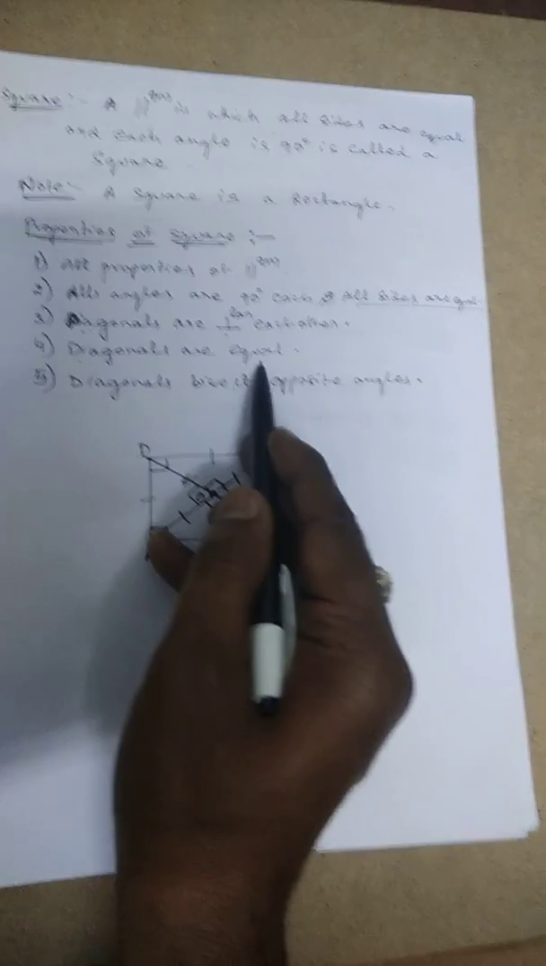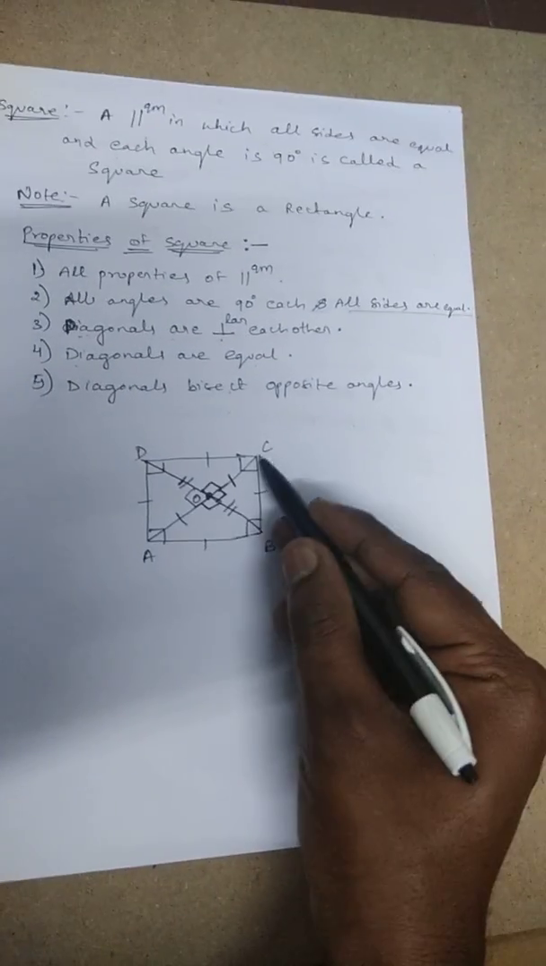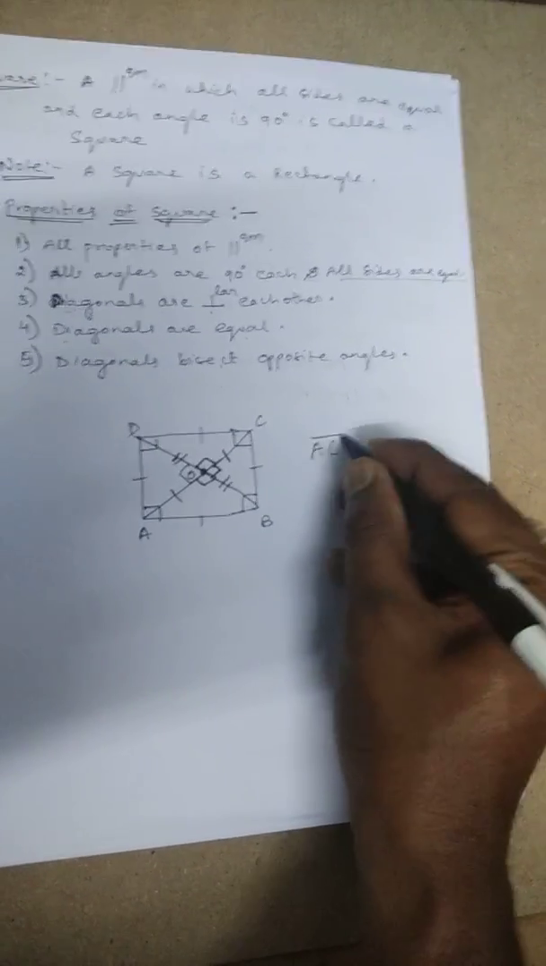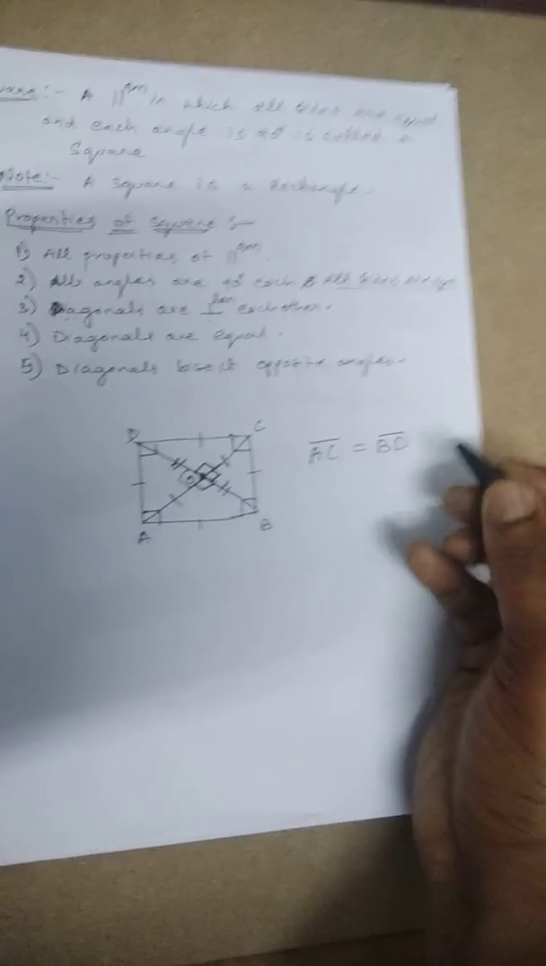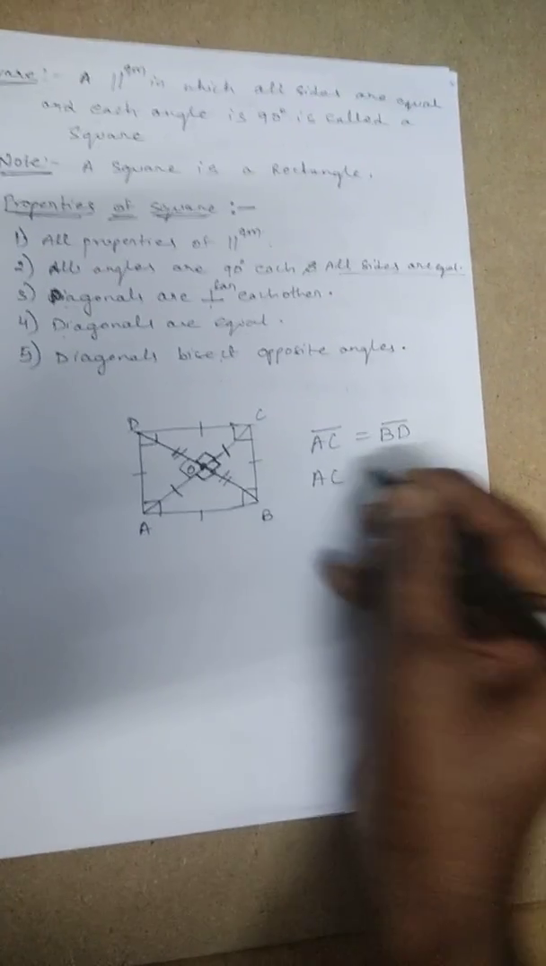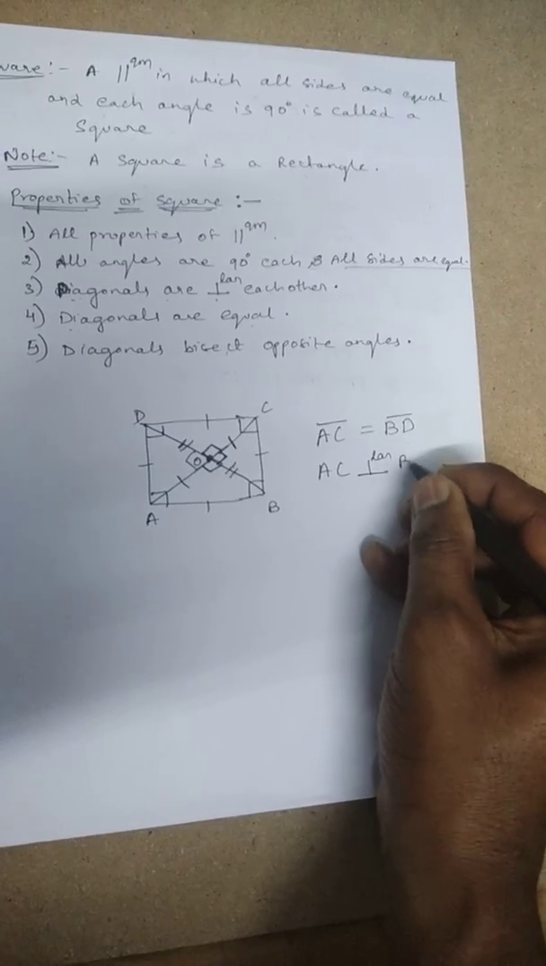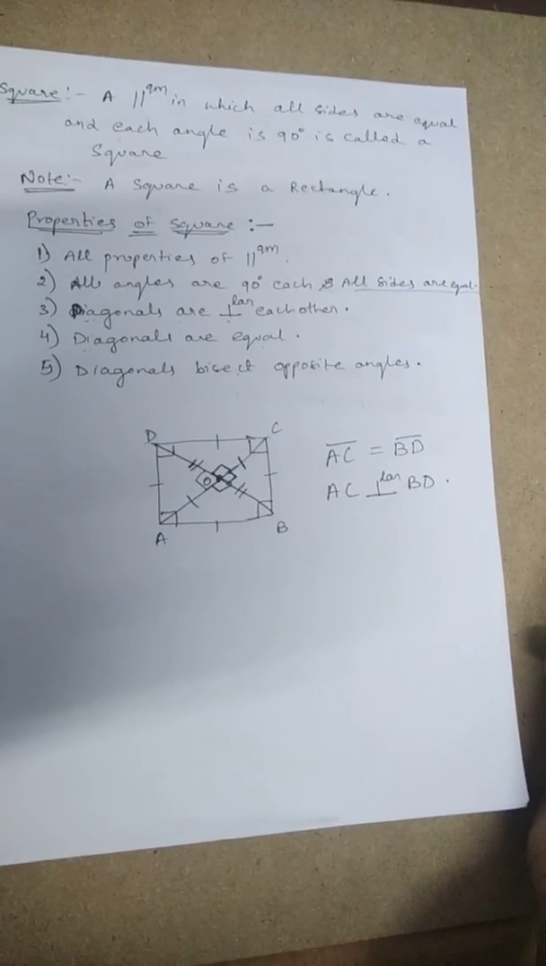Next, diagonals are equal. This diagonal length, AC, will be equal to BD length. Diagonals are equal. And AC is perpendicular to BD. Both are perpendicular to each other.